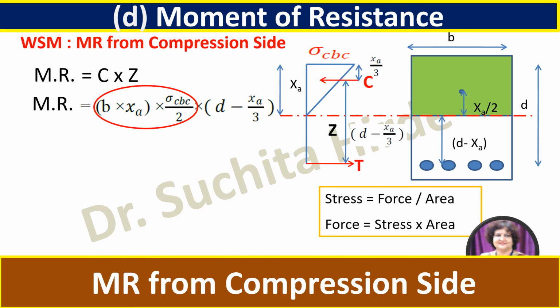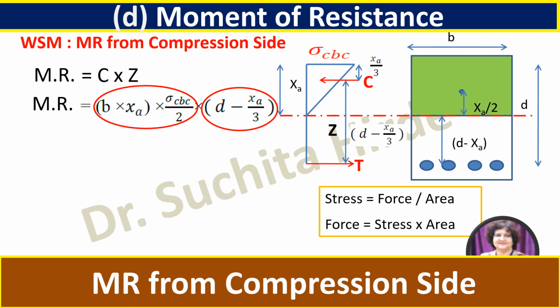So B into XA is the area, and since stress is varying from sigma CBC to 0, we have to take average stress. So 0 plus sigma CBC by 2, we get sigma CBC by 2. What is this? This is nothing but the compressive force developed in concrete. It is area multiplied by average stress. And we know that Z, which is the lever arm, is D minus XA by 3. So this is the formula to calculate moment of resistance using working stress method.